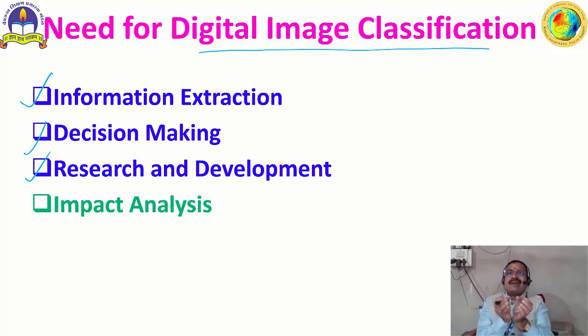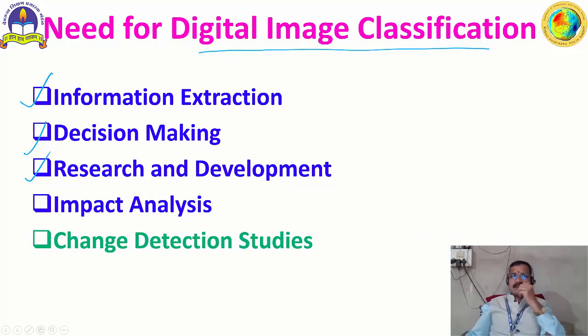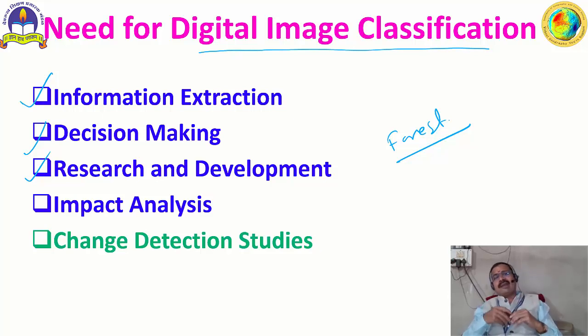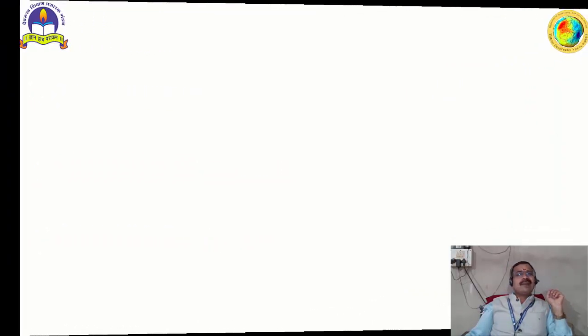For example, suppose there is an industry, and there is a fire in that industry. If we apply certain algorithms at that time, we can find out to what extent that industry is affecting or going to be affected in the future. That type of decision making and that type of impact analysis is based on digital image classification. Then change detection studies. This is an important application of digital image classification. Change detection may be forest cover change, which we are going to talk about in the upcoming part of this lecture. Then it may be land use and land cover change. It may be urban land use and land cover change. It may be rural land use land cover change, and so on. For change detection studies, digital image classification is the pre-necessary step.